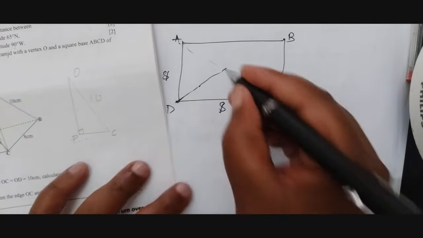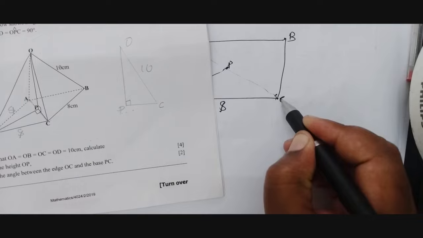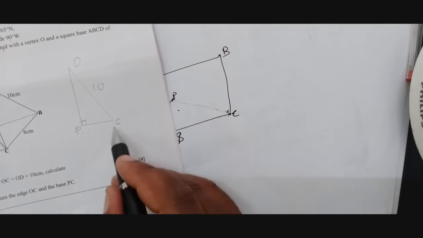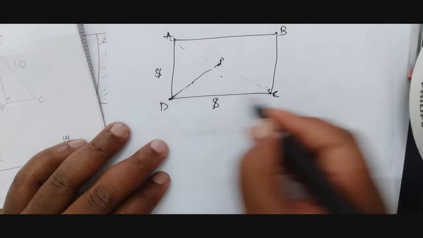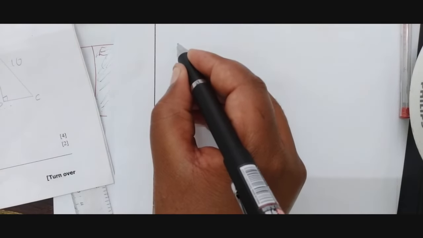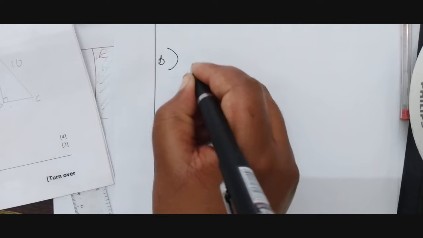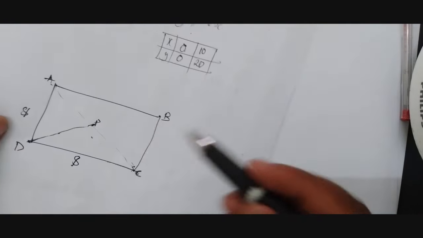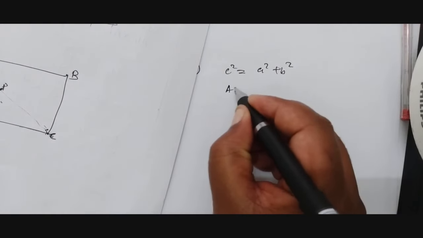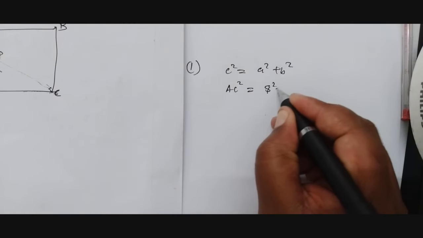To find CP, first we need to find AC. This is a triangle, so we are going to apply Pythagoras theorem. This is part B, Roman numeral 1. C squared is equal to A squared plus B squared, where C is the hypotenuse. So we say AC squared is equal to 8 squared plus 8 squared.